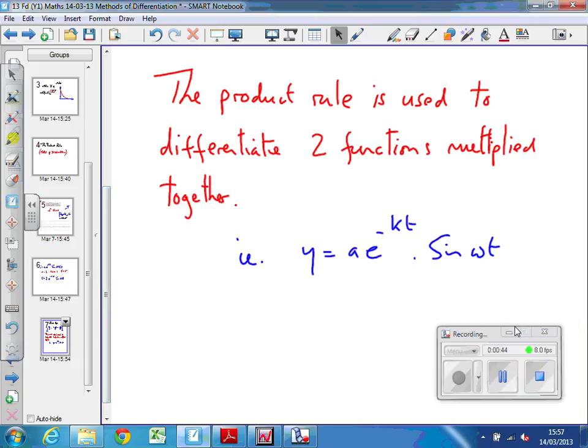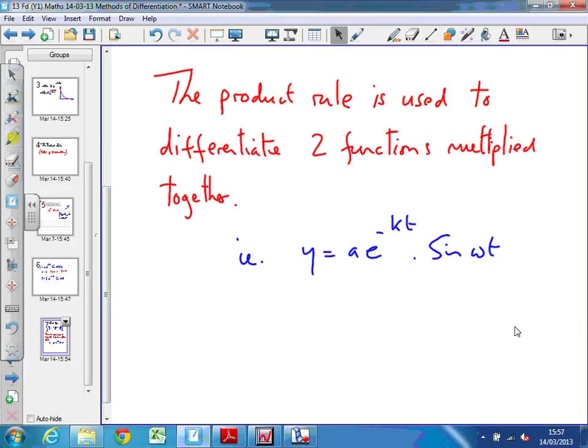So the product rule is used to differentiate two functions multiplied together. For example, this function, a e to the minus kt multiplied by this function, sine omega t. Two separate functions multiplied together.